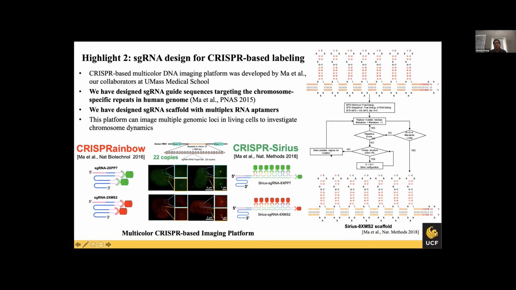pipeline for how to design such an RNA. You can see we have to think a lot when we design such RNA so that they can follow the correct secondary structure. Also make sure all these aptamers are not interfering with each other. So this platform can be useful to investigate the DNA movement itself and the chromosome dynamics.